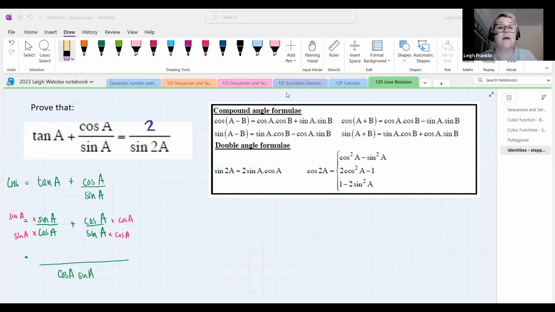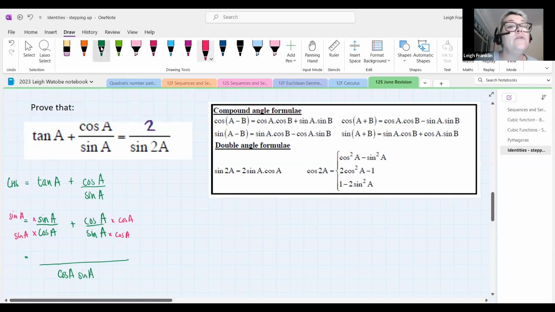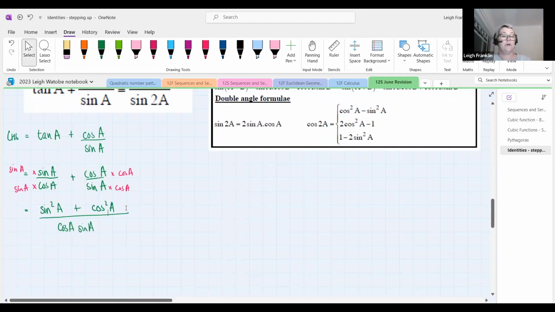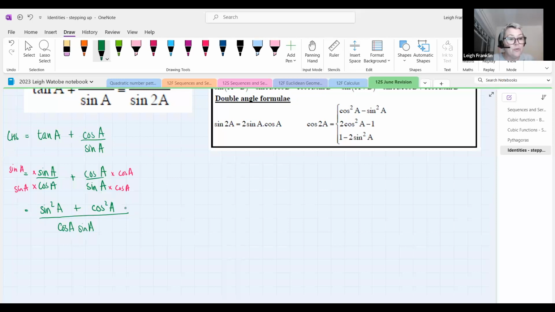That's it. All right, so our first term in the numerator is going to be sine squared A. Our second term in the numerator is going to be cos squared A. Okay, so again, I'm doing the easy bits, you guys are doing the hard bits. Now what are we going to do next?